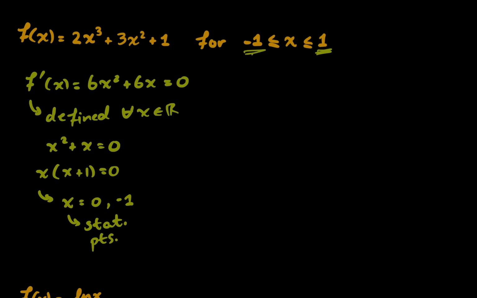Now that we have our stationary points, we need to test the nature of these critical points. The way I like to do that is by using a number line. So we can do a small number line over here. I don't know why that came out slightly slanted. Let me fix that. Okay, that should be better. So here we mark our critical points. We have -1, here we have 0, and this is our number line.